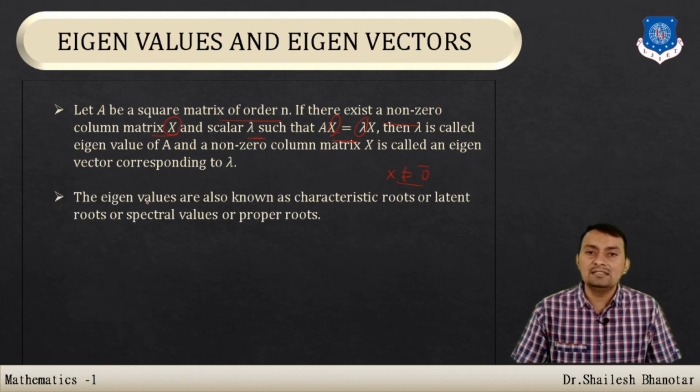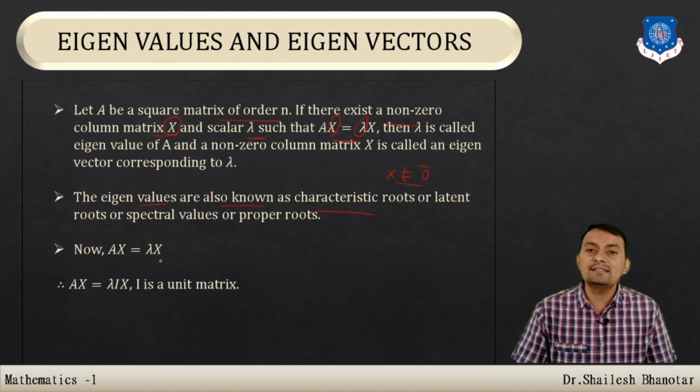Eigenvalues are also known as characteristic roots, latent roots, spectral values, or proper roots. Now, we have AX = lambda X, which we can write as AX = lambda I X. Here I is the unit matrix of whatever order A has. If A is a 3 by 3 matrix, we will consider the identity matrix of order 3 by 3.